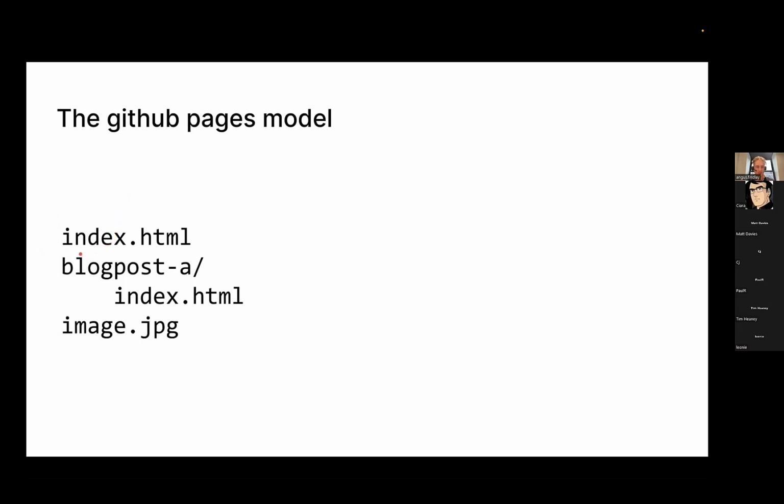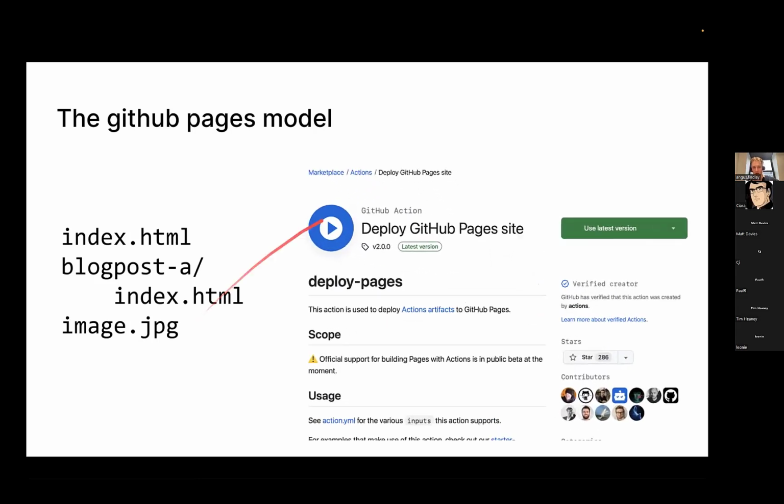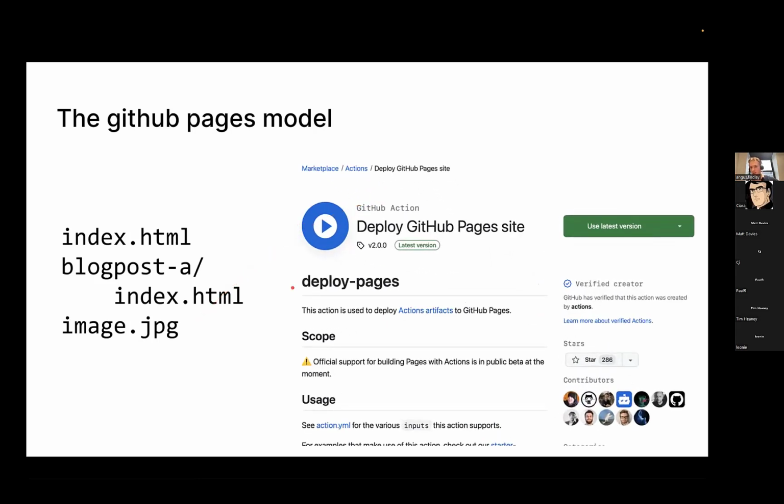And then for every subroute there, you have another folder. And inside that folder, this is what you get if you go to your website slash blog post A. You'd serve this website here. And then you can put all other kinds of images, a favicon, whatever you want in this folder as well. So it's a very simple, file-based structure that you can use.